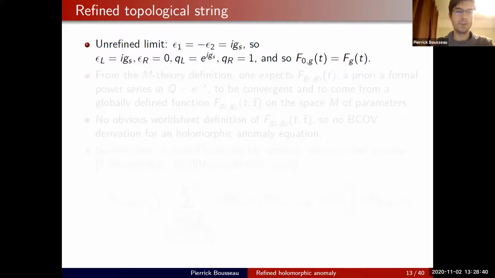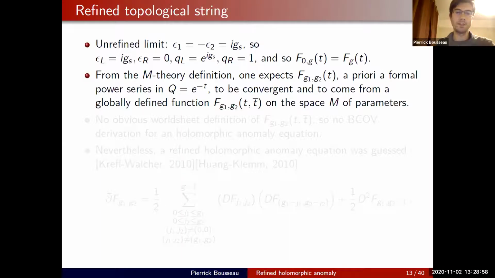So here, just a comment, how you recover the ordinary story is by setting epsilon1 equal to minus epsilon2 equal to IGS. And so what I denoted Fg1, G2, if you put G1 equal to 0, if you consider F0G, you recover the ordinary topological string Fg. And let's say from the physics definition, you expect these functions Fg1, G2 of t to be convergent objects, and in fact to come from a globally defined function Fg1, G2 of t, t bar on the moduli space of parameters.